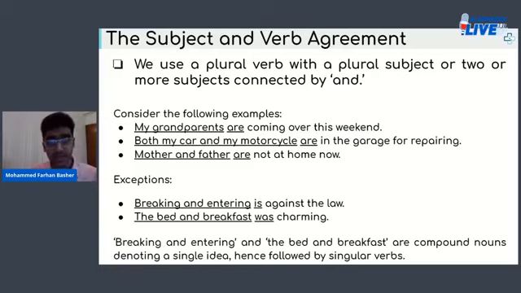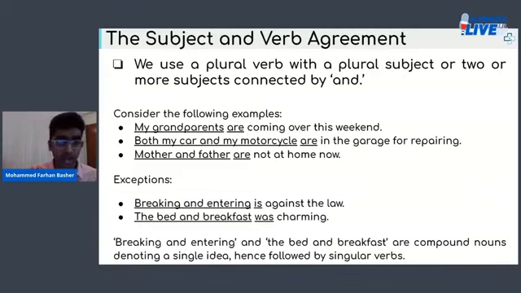In each of these cases, note that the subject is plural. And in the second and the third example, we have more than one subject. Therefore, the subjects are connected by and, which is why we form a plural subject followed by a plural verb. So both my car, one subject, adding more to it, we have my motorcycle. So both my car and my motorcycle. Now you have a plural subject phrase.